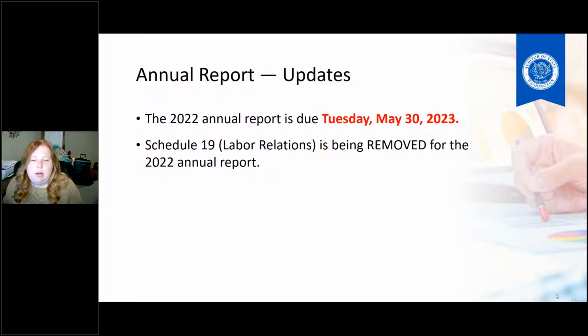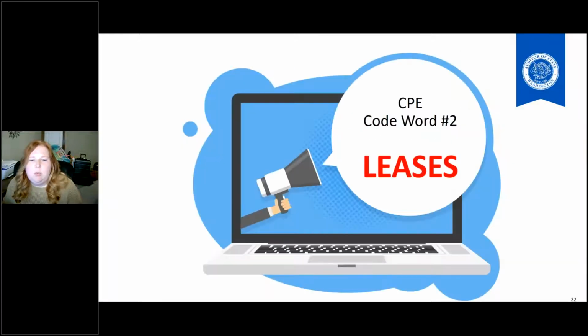And then that brings us to our second code word, which is leases. So our second code word is leases. Give you a second to jot that down, because remember, gotta keep track of these code words if you want CPE. So the second code word is leases.